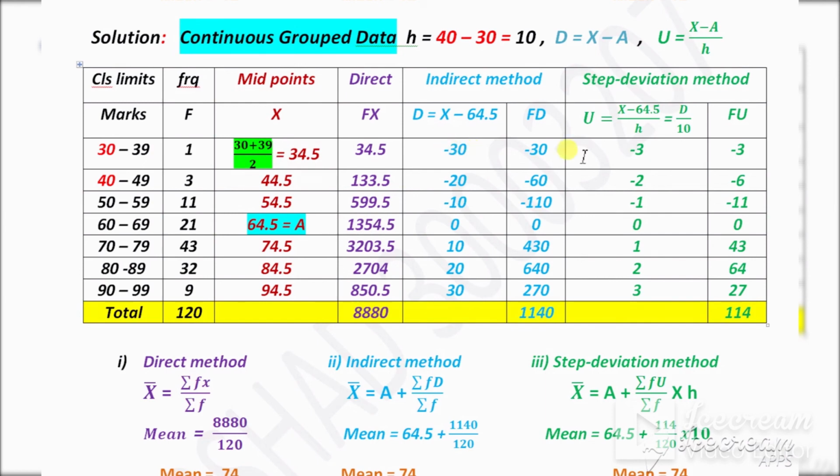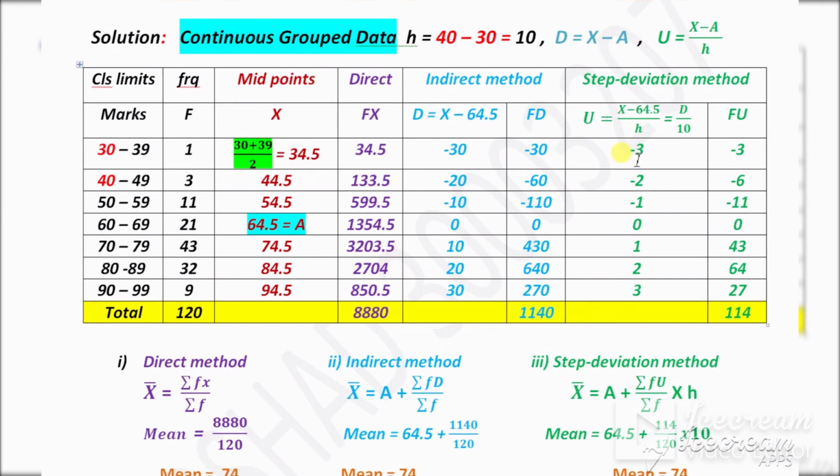So minus 30 divided by 10 is minus 3. Minus 20 divided by 10 is minus 2. Minus 10 divided by 10 is minus 1. 0 divided by 10 is 0. 10 divided by 10 is 1. 20 divided by 10 is 2. 30 divided by 10 is 3.